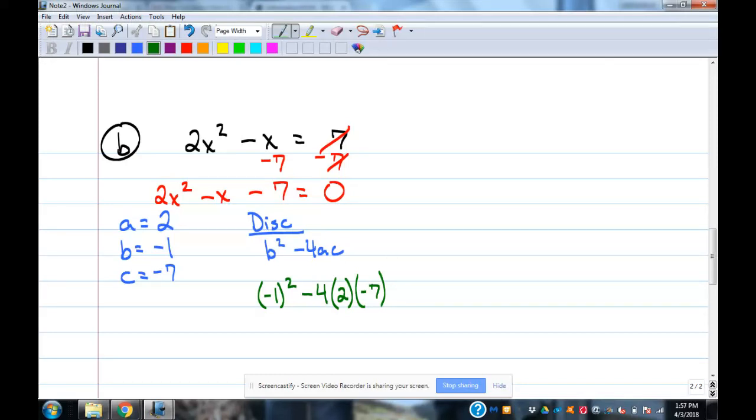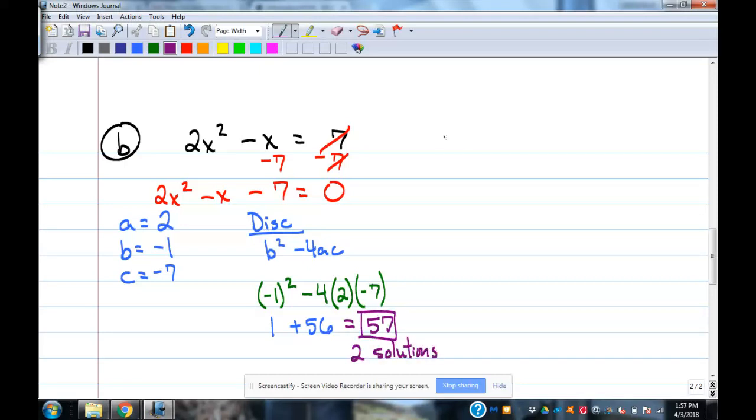When I square -1, what do I get? I get +1. And then I'm multiplying -4 times 2 times -7. So that's -8 times -7, +56. So it's plus 56. So our discriminant is what? 57, which tells us we'll have how many answers? 2 solutions, 2 real solutions.